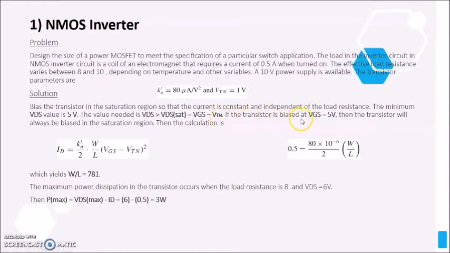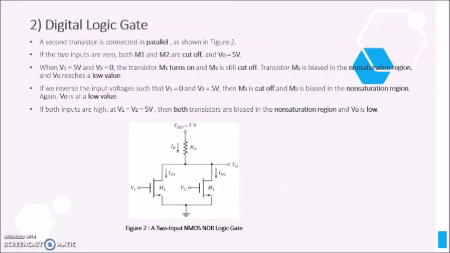If the transistor is biased at VGS equal to 5 volts, then the transistor will always be biased in the saturation region. Then the calculation is as you can see here after substituting the value given. This will yield W over L equal to 781. The maximum power dissipation in the transistor occurs when the load resistance is 8 and VDS equal to 6 volts. Then P max equals VDS max multiplied by ID, and inserting the value given, the answer is 3 watts.